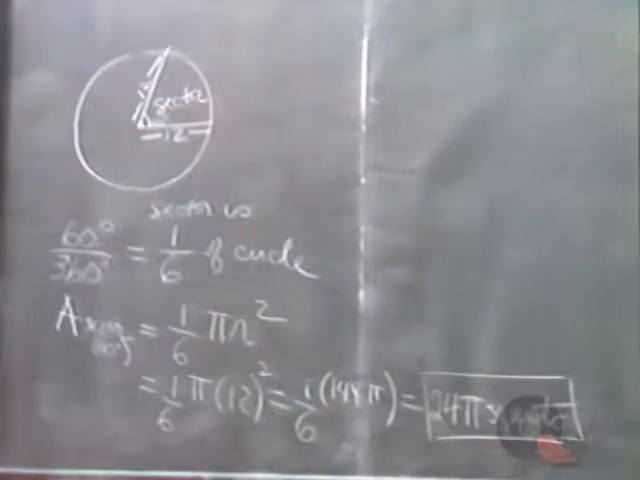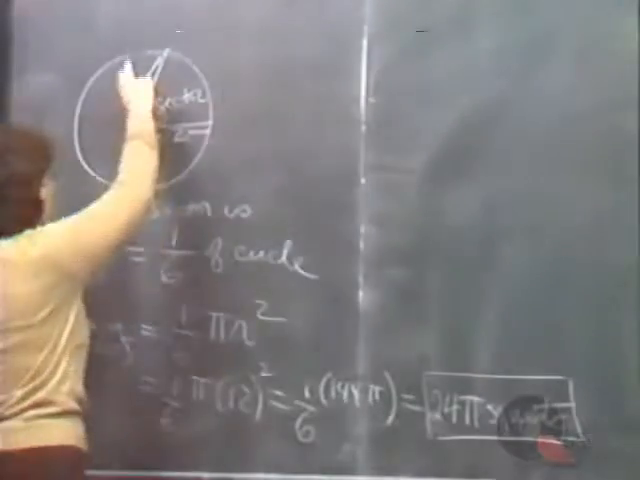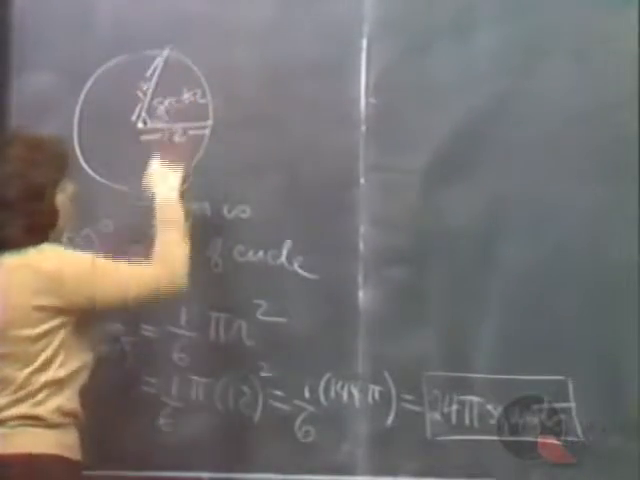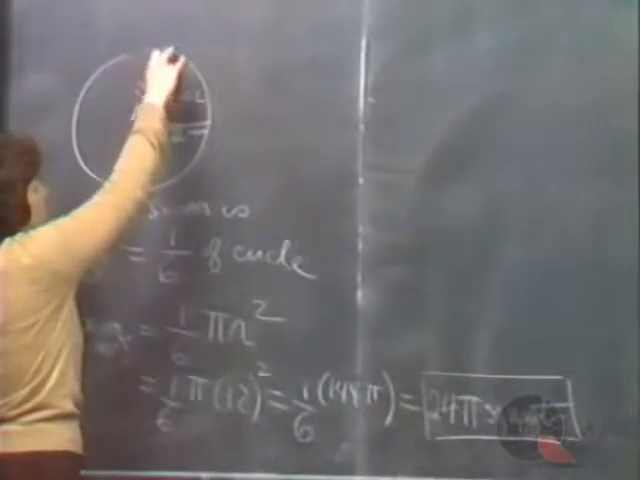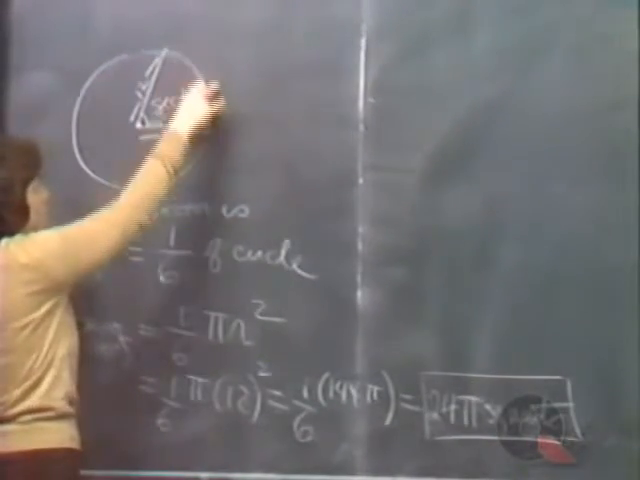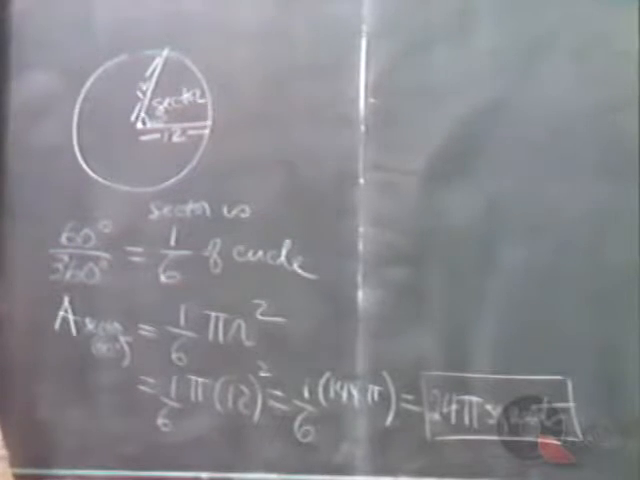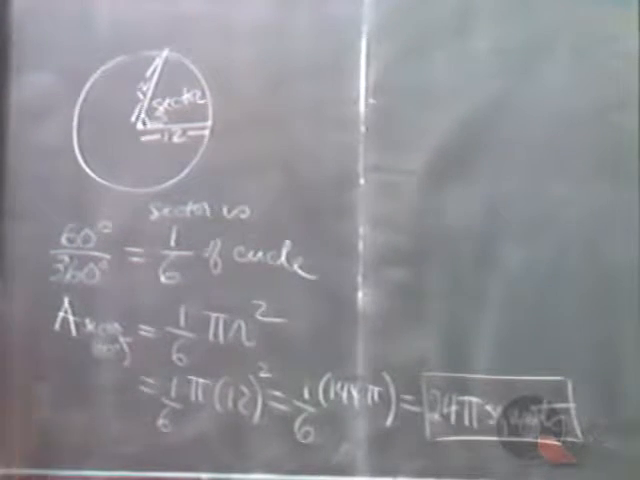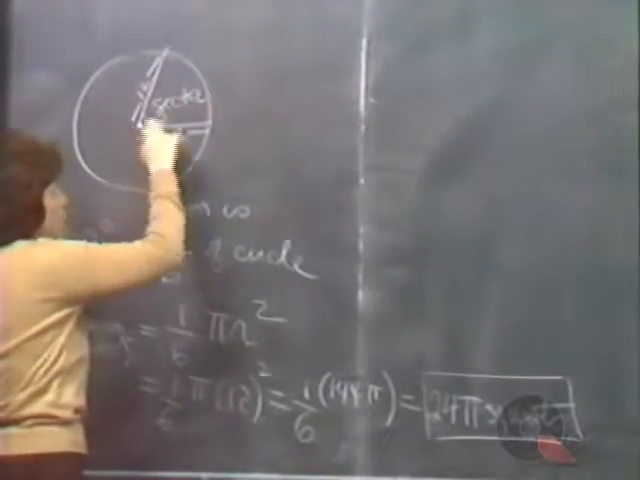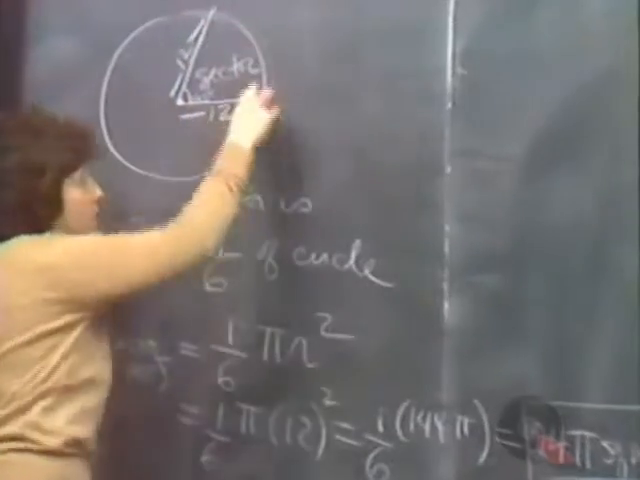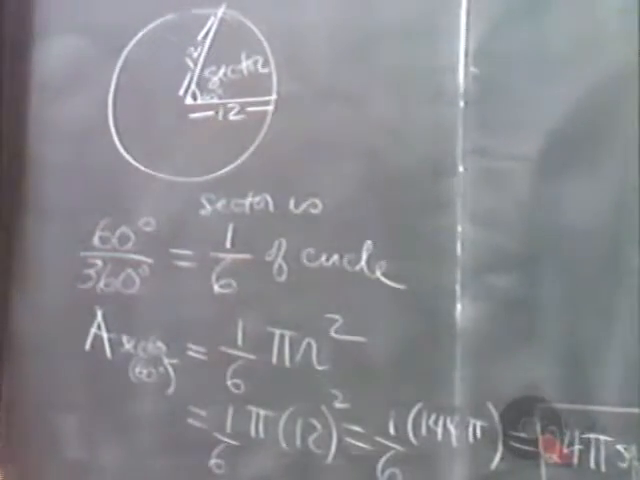Now we want the perimeter of this sector. That's going to be 12 plus 12 plus this portion of the circumference. And this portion of the circumference is 1/6 the total circumference of the circle. Remember, the perimeter of the sector would be the entire distance around the sector. So you'd have 12 plus 12 plus whatever this is. That's 1/6 the total circumference.